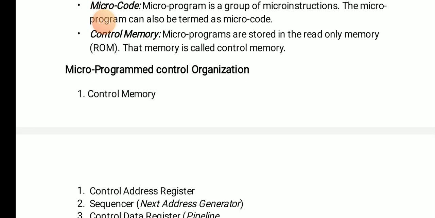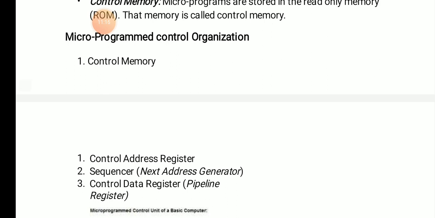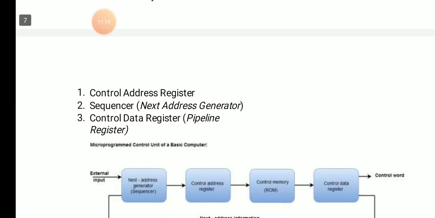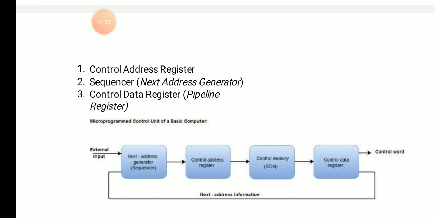Then the microprogram control organization: first, the control memory; second, the control address register; third, the sequencer, that is the next address generator; and the control data register, that is the pipeline register.